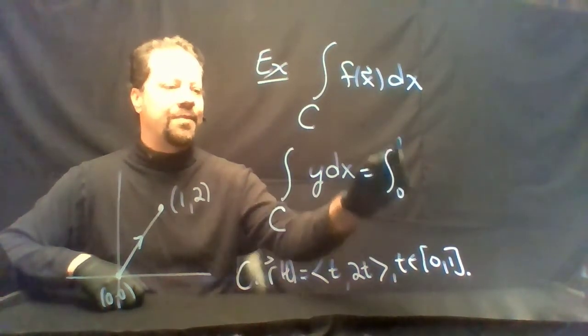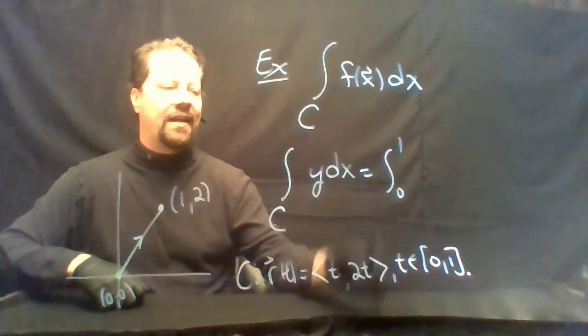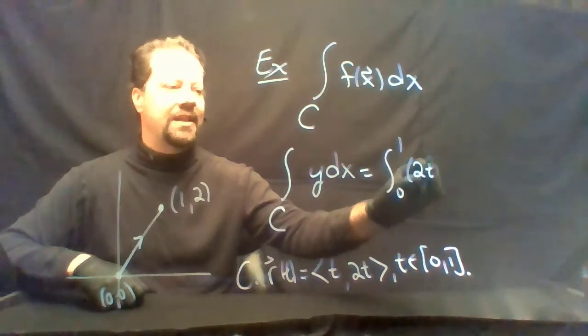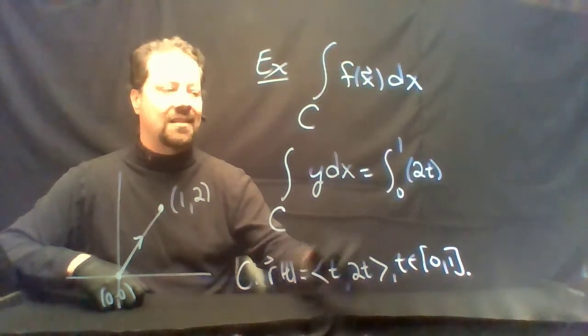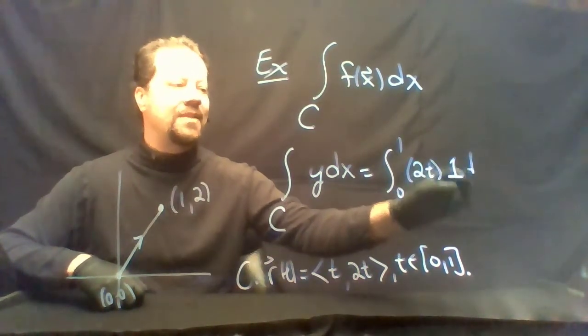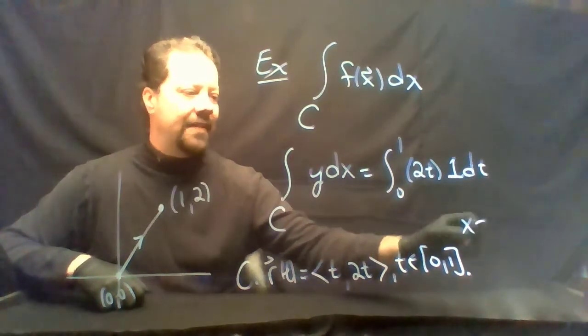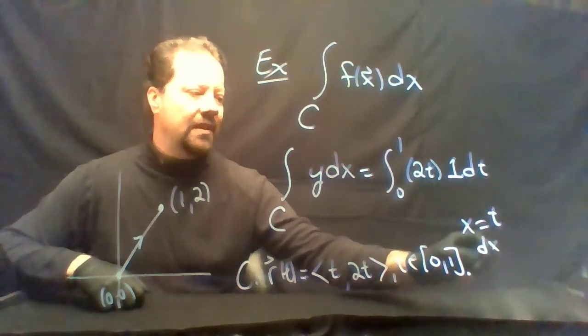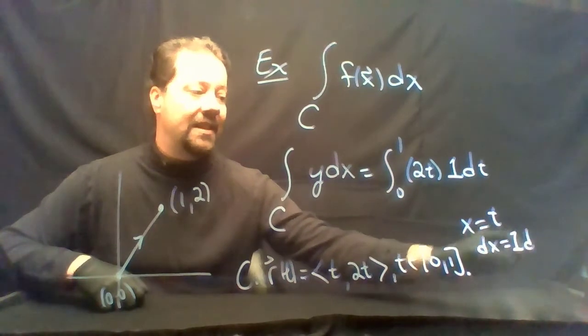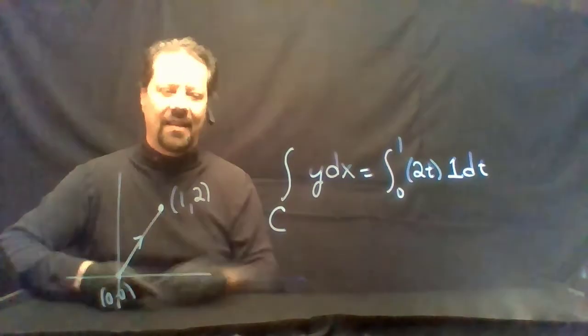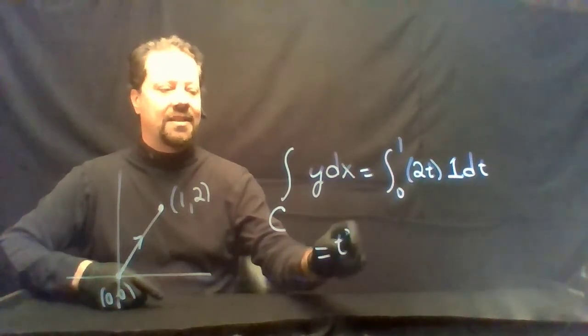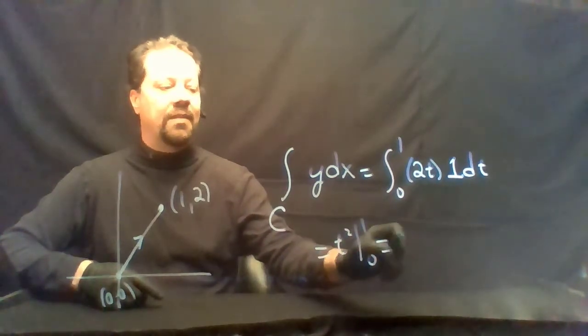Here we'll have the integral from 0 to 1. y along the curve is 2t, and dx will be 1 times dt. If x is equal to t, dx is 1 times dt. That's just t squared evaluated from 0 to 1, which gives us 1.